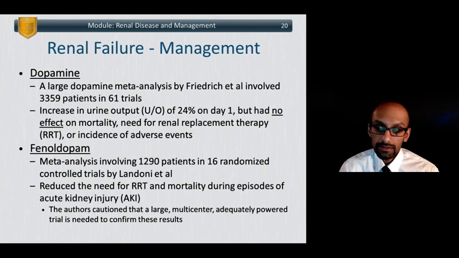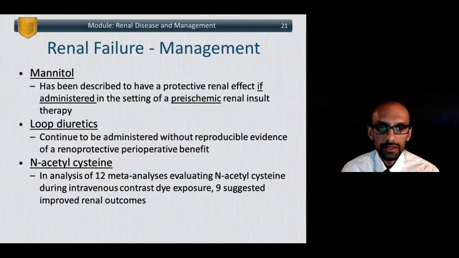But that being said, it is much easier to manage a patient with non-oliguric renal insufficiency or renal failure compared to someone with oliguria. From that standpoint, at least, it does ease the process of management.